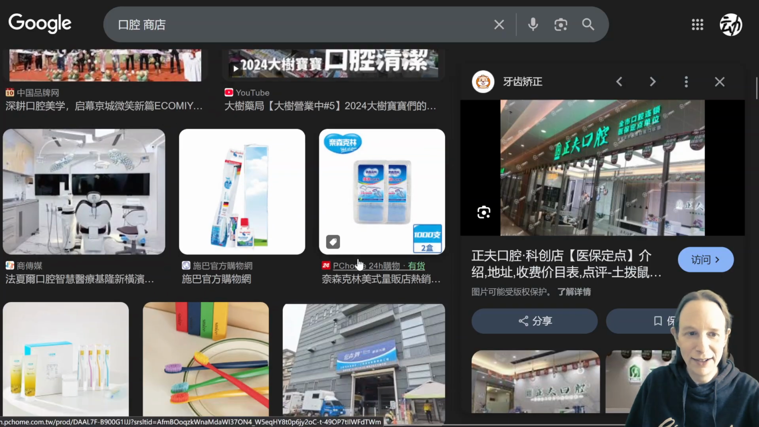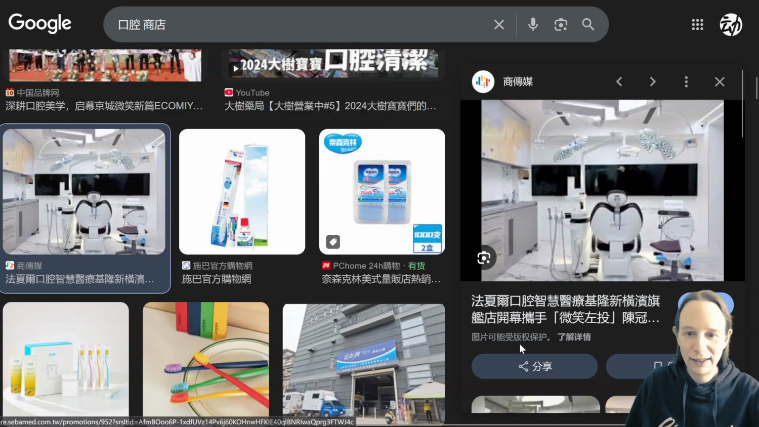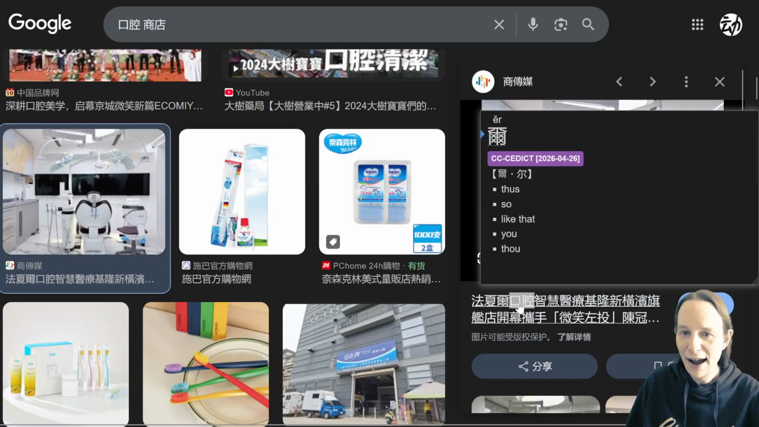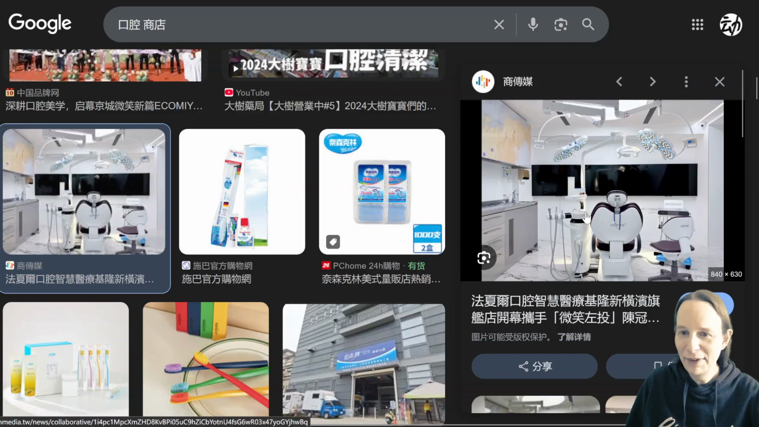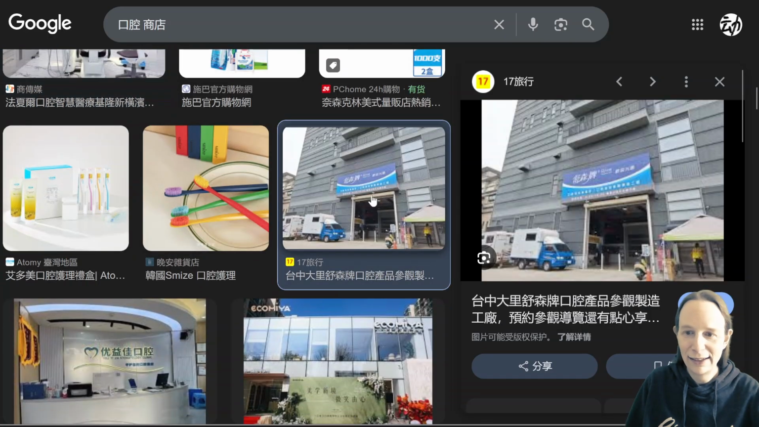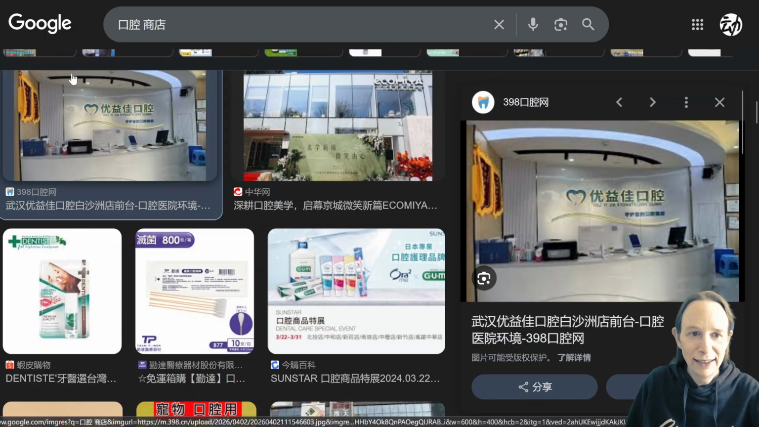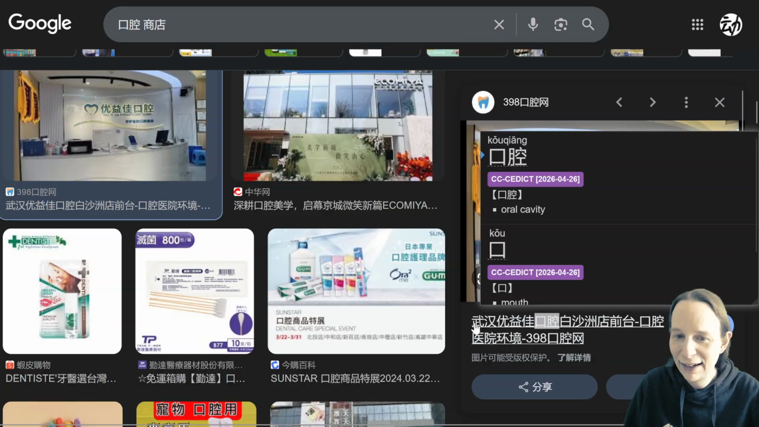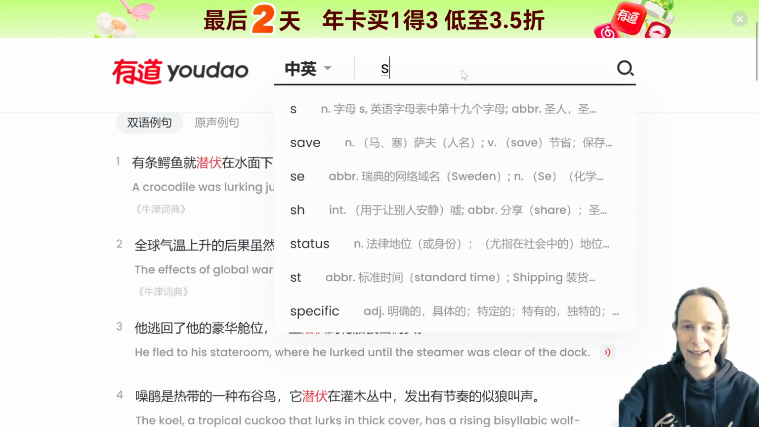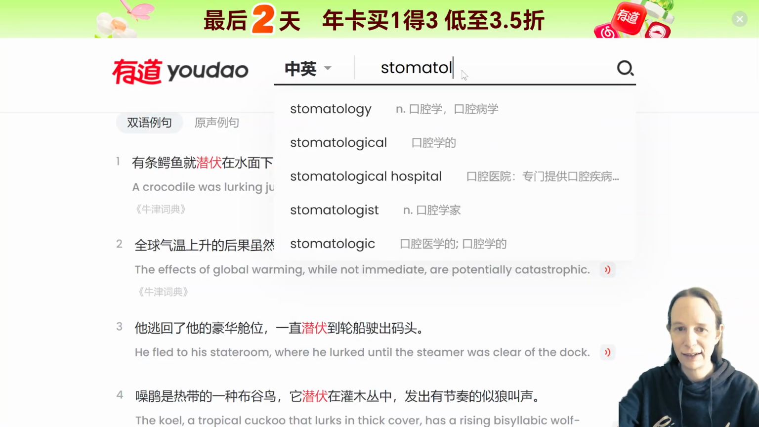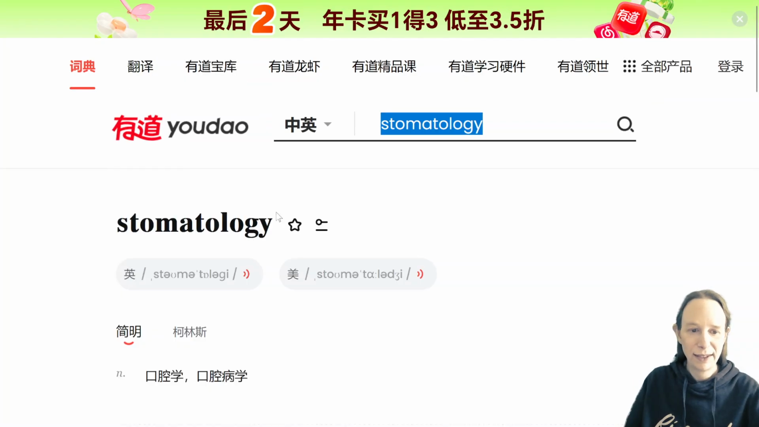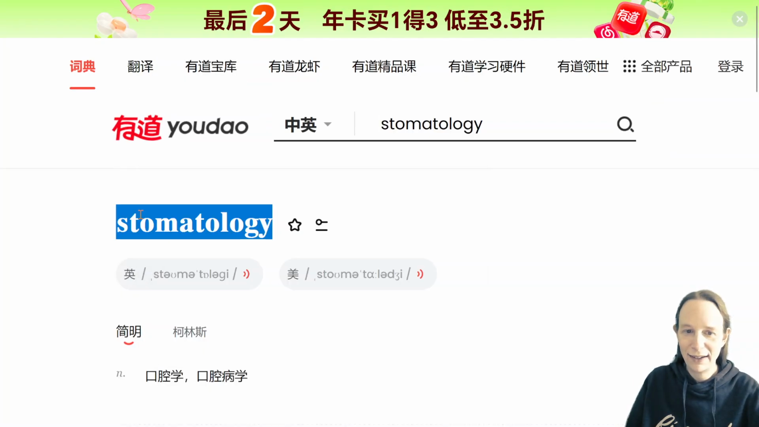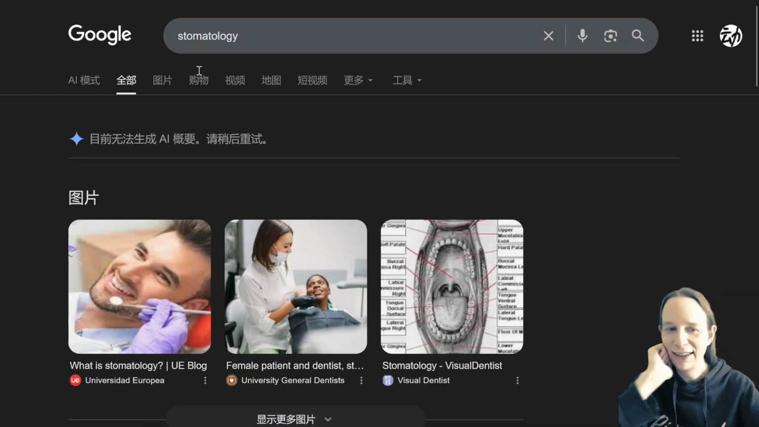Yeah, 口腔. 拔下颚口腔. It's the name of this dentist. Here. Stomatology. What is stomatology? I don't know this word in English. 口腔学. Is that another name for dentistry?